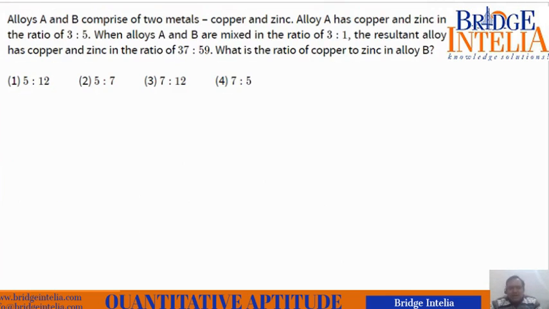Let's see this one. Alloy A and B comprise two metals, copper and zinc. Alloy A has copper and zinc in the ratio 3:5. If somebody asks what is the proportion of copper, it is 3 out of 8 parts. So concentrate on any one element. So copper: in alloy A, 3 out of 8 parts are copper.